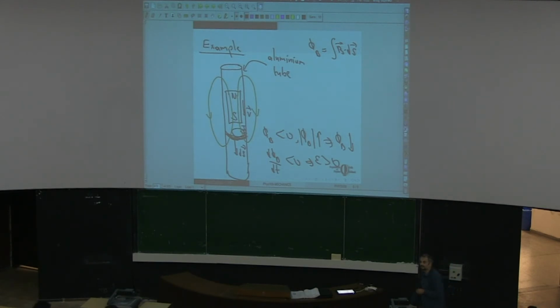Why? So, you see, this is aluminium. It's not a ferromagnet. If it was a ferromagnet, it would have a strong influence on these magnetic field lines. But since it's not a ferromagnet, it doesn't have such an effect.